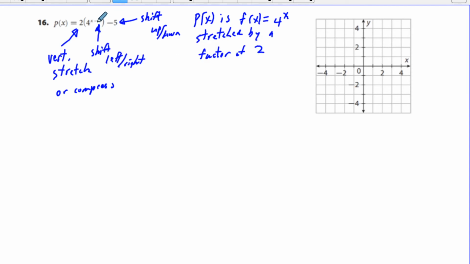What does that do? Well, it's going to be 3 units which way? To the right. So translated three units to the right, and this minus 5 is 5 units down. Translated 5 units down.